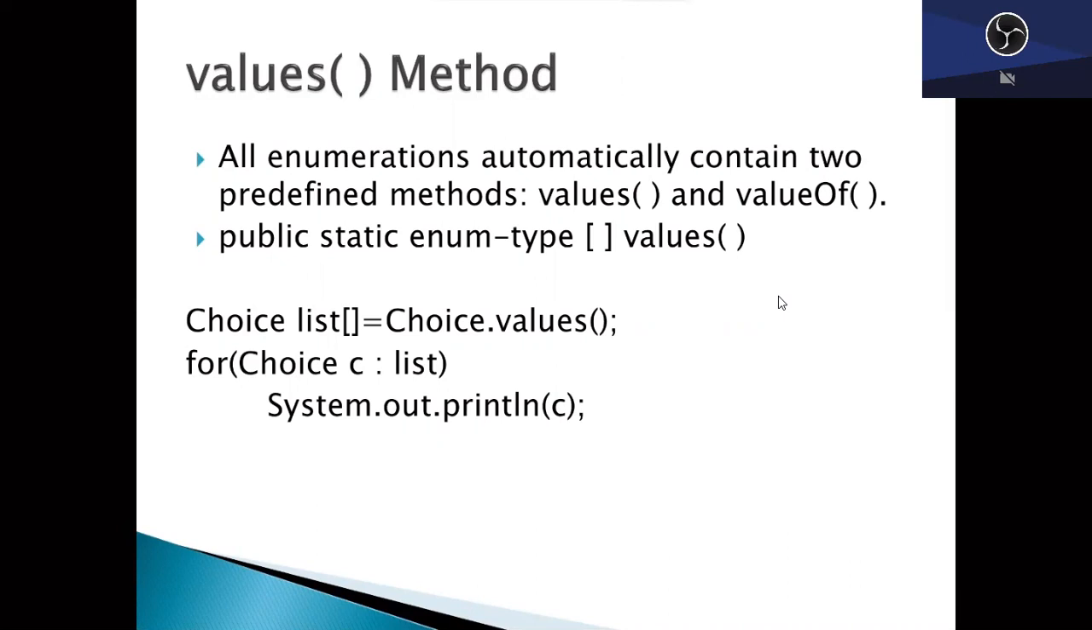Next iteration, C will point to list 1. So whatever is there in list 1 will be printed. What will be there in list 1? You will have choice dot no. And in the third iteration, it will print maybe. So values returns an array of enumeration type. It returns all the constants that are defined in an enumeration.